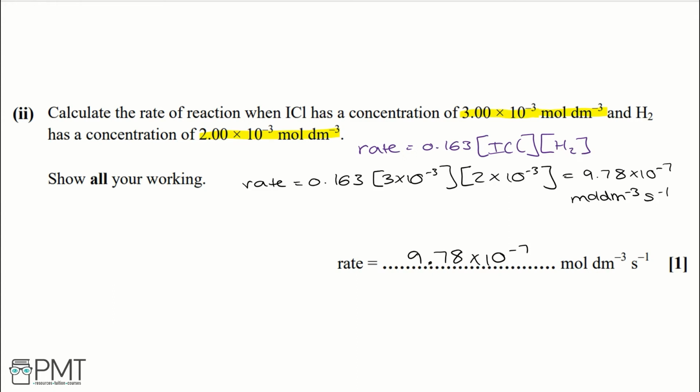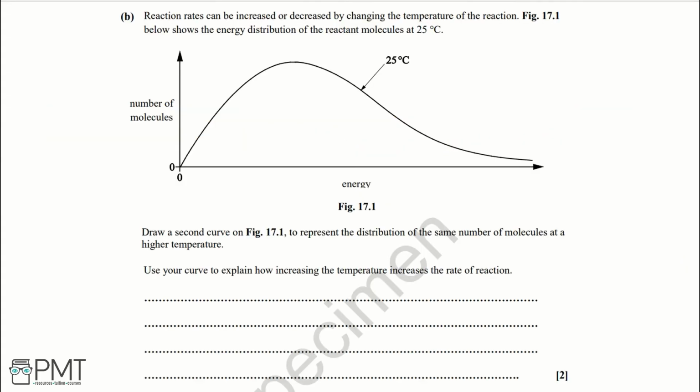To get the mark for this question, you must write 9.78 times 10 to the negative 7 on the answer line provided. Part B. Reaction rates can be increased or decreased by changing the temperature of the reaction. Figure 17.1 below shows the energy distribution of the reactant molecules at 25 degrees Celsius. Draw a second curve on figure 17.1 to represent the distribution of the same number of molecules at a higher temperature. Use your curve to explain how increasing the temperature increases the rate of reaction.